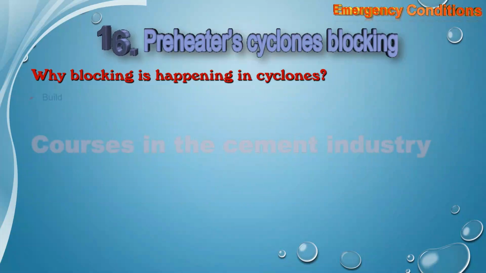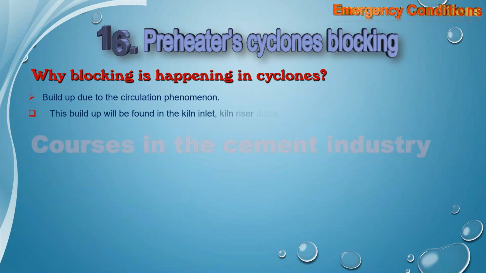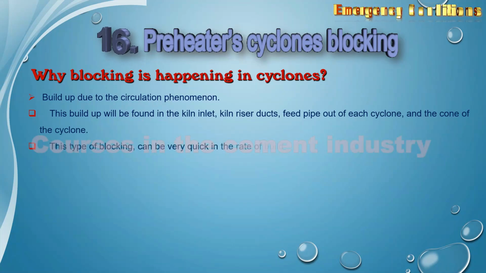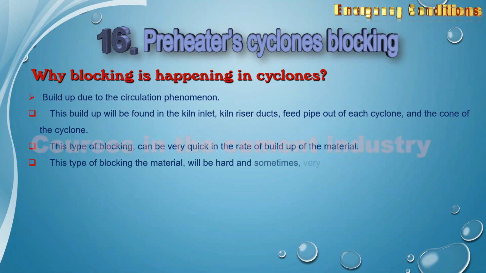2. Build-up due to the circulation phenomenon. a. This build-up will be found in the kiln inlet, kiln riser ducts, the feed pipe out of each cyclone, and the cone of the cyclone. b. This type of blocking can be very quick in the rate of build-up of the material. c. In this type of blocking the material will be hard, and sometimes very solid and hard to break.